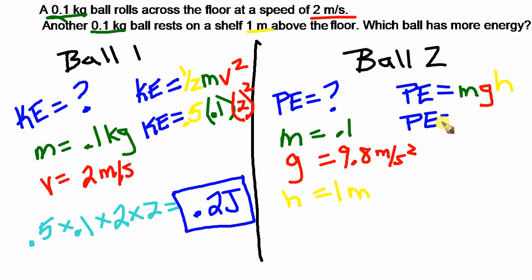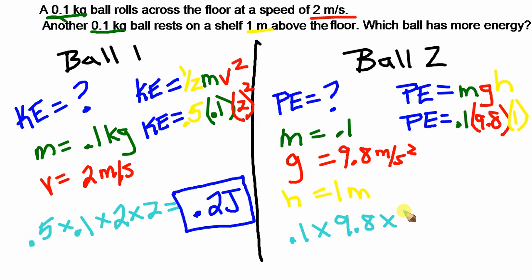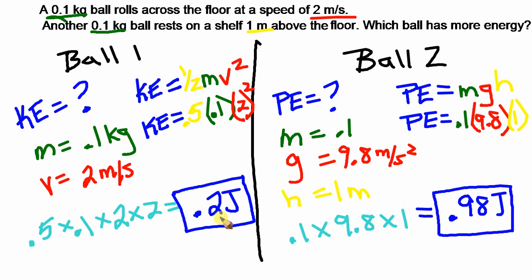Time to replace. PE equals 0.1 times 9.8 times 1. So in my calculator I'm going to type 0.1 times 9.8 times 1, and I find out that this is 0.98 joules. So which ball has more energy? Ball 1 that has a kinetic energy of 0.2, or ball 2, the ball that has a potential energy of 0.98? And the answer is ball 2 has more energy.